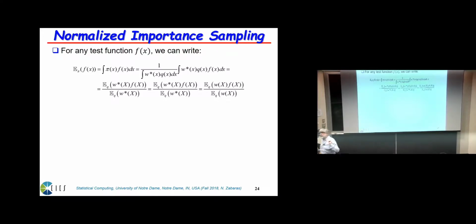This has lots of implications. That's not good, right? But if you don't know w, but you only know w star, the estimator that you want to compute, we can still do it, but now it becomes the ratio of two Monte Carlo estimators, okay?